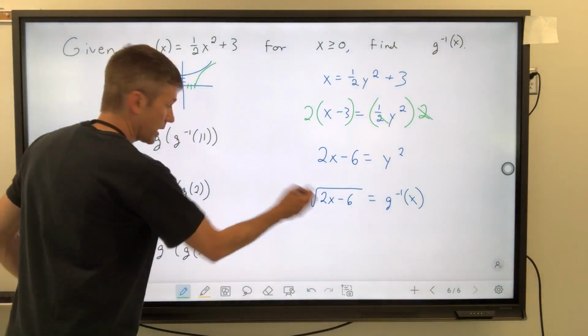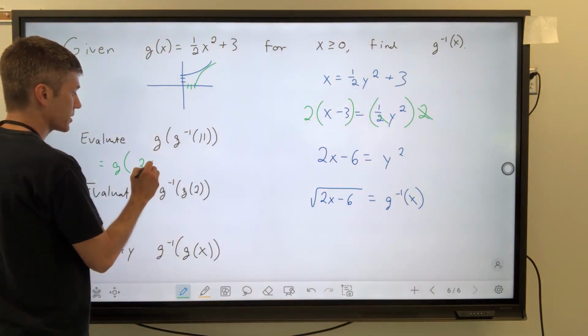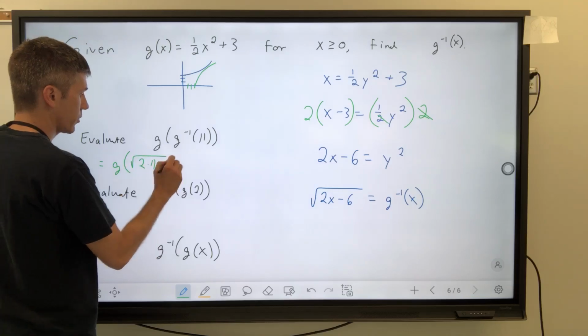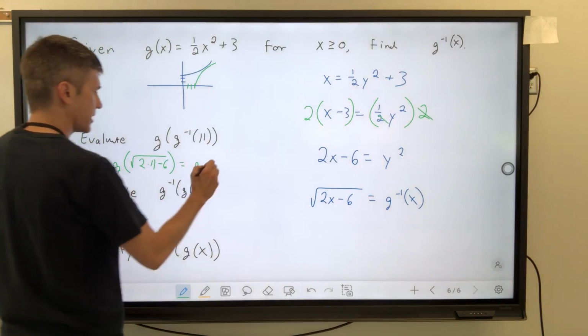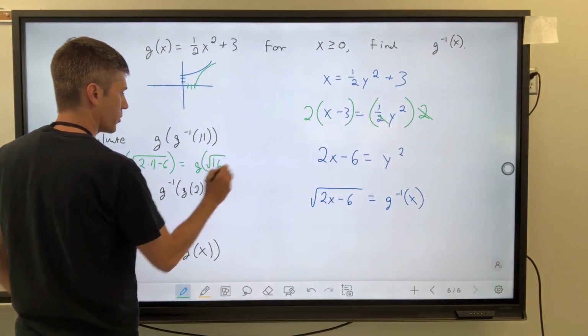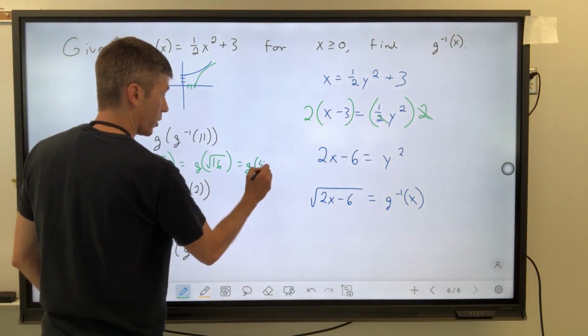And so we're going to plug an 11 in there, and we're going to have the square root of 2 times 11 minus 6. It is all square rooted. And we'll crank that out really quickly. It's 22 minus 6, that's 16. That's the square root of 16, which is 4.